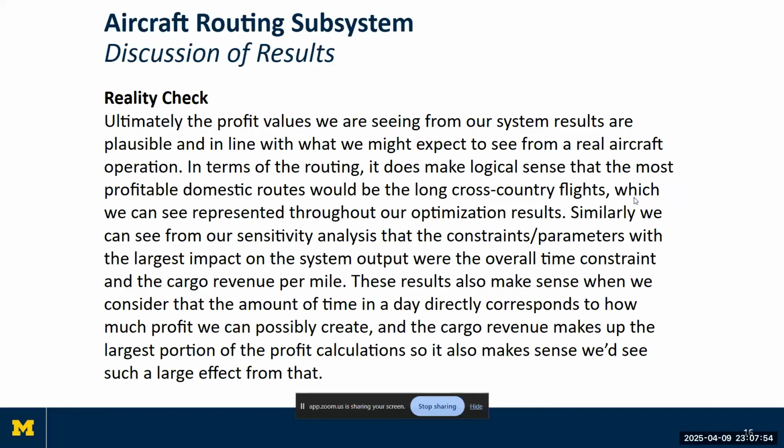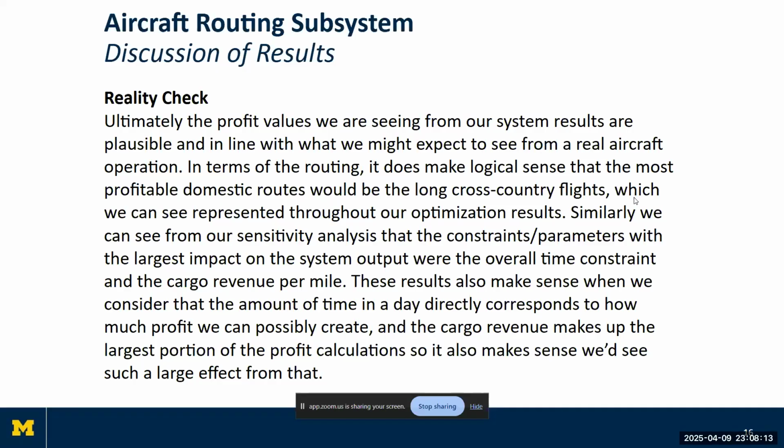As far as a reality check for our results, ultimately we can see that the profit values we're seeing are plausible and they're in line with what we might expect to see from real aircraft operation. In terms of the routing, it does make logical sense that the most profitable domestic routes would be those that are long cross-country flights, which we can see represented throughout our optimization results.